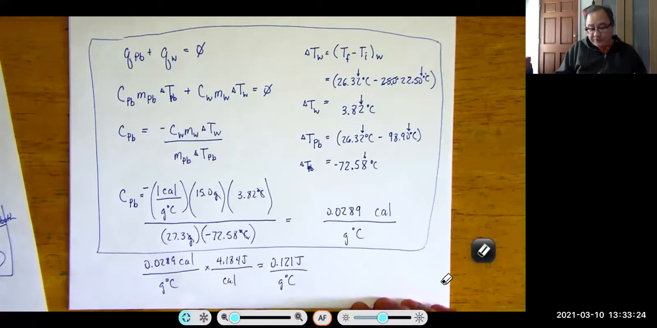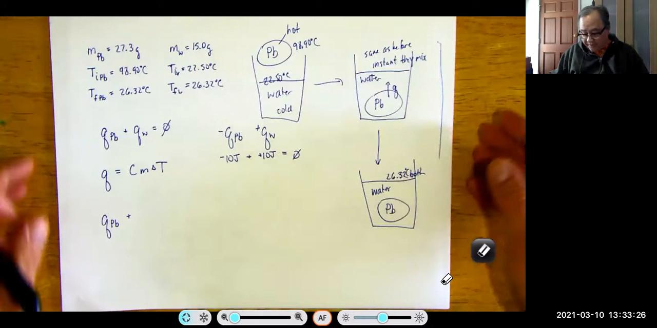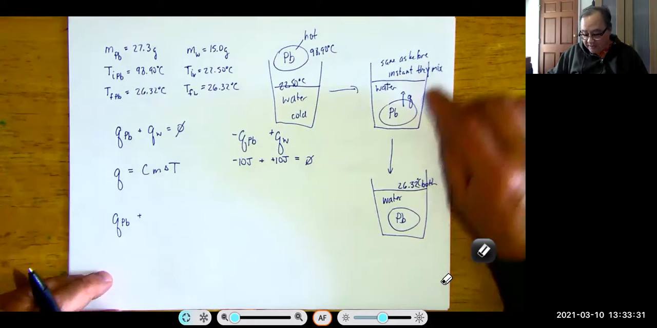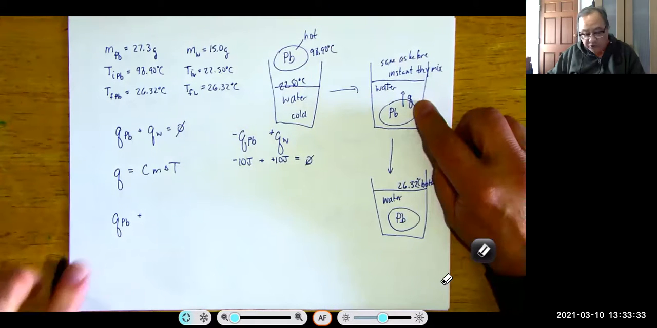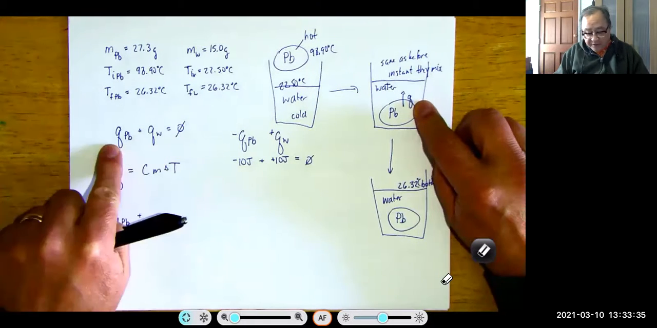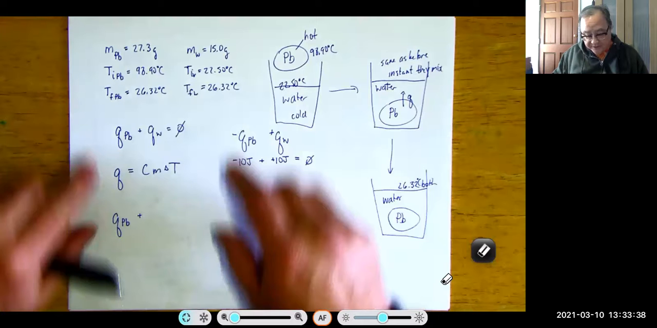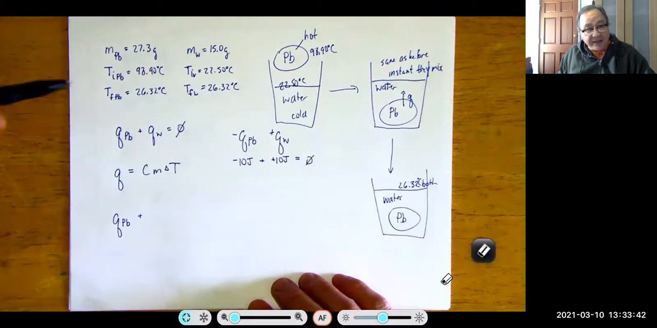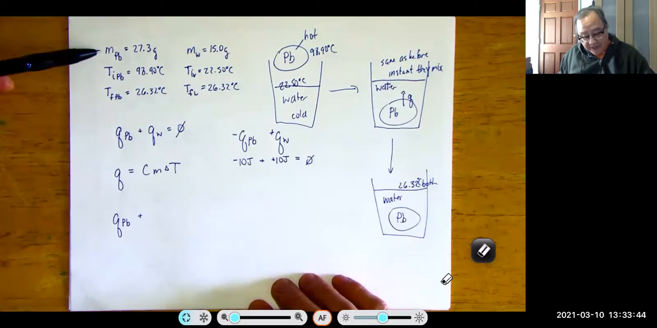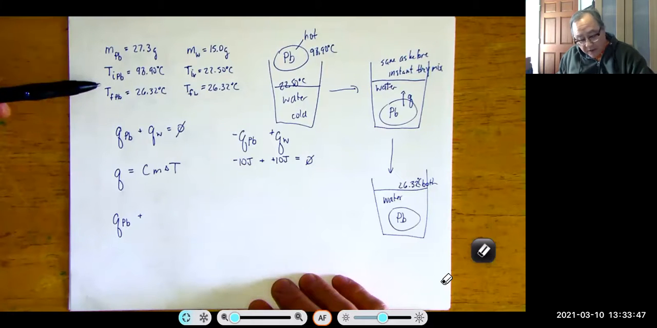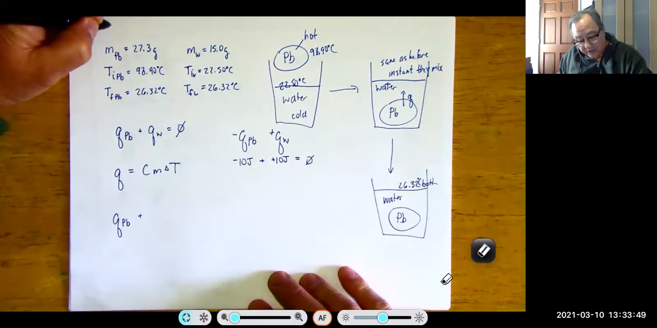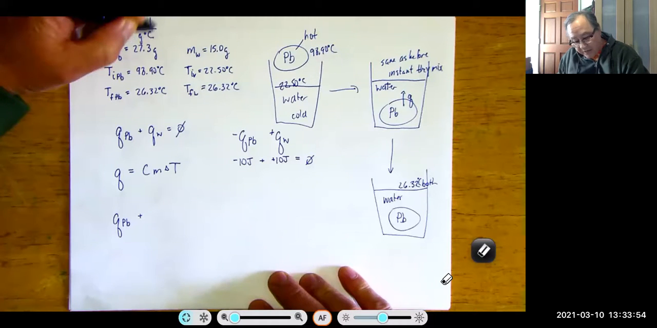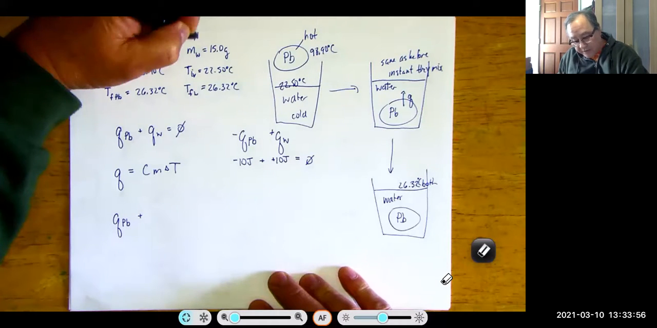Because conceptually, if we go back to the description here, you have to understand that the Q's are the same. And if you take a look at all of this information here, you have the initial mass of the water, you have the change in temp of the water. I can even write C for the water is 1 calorie per gram degree Celsius. And here I can write C for the lead is what we want.